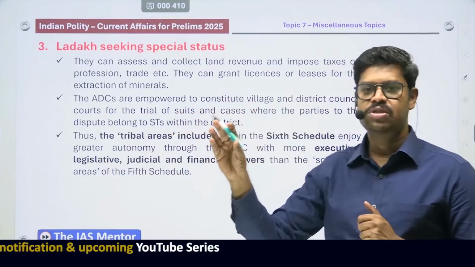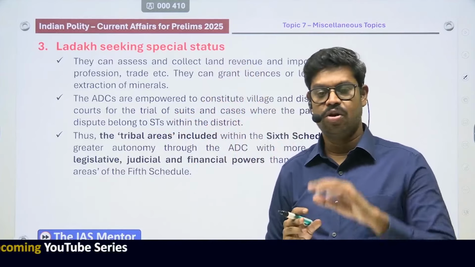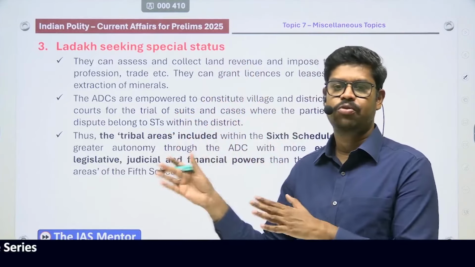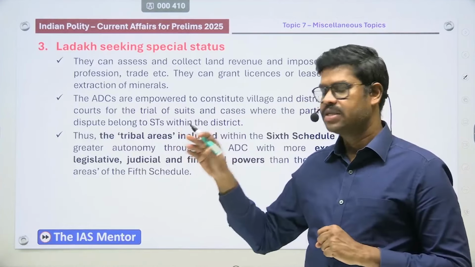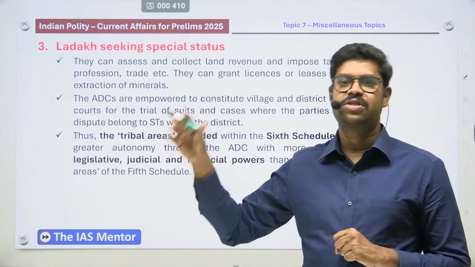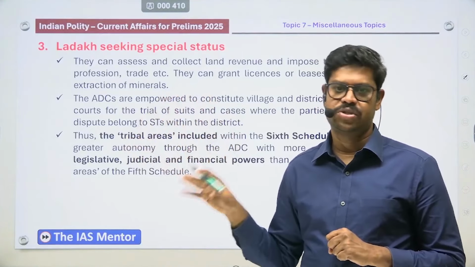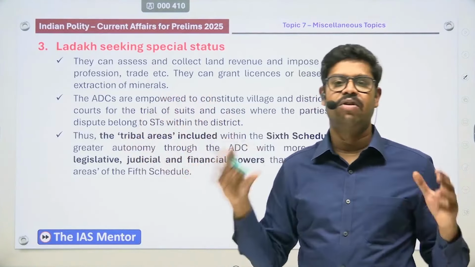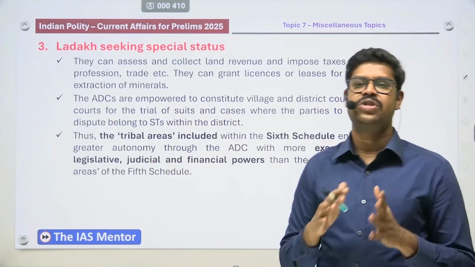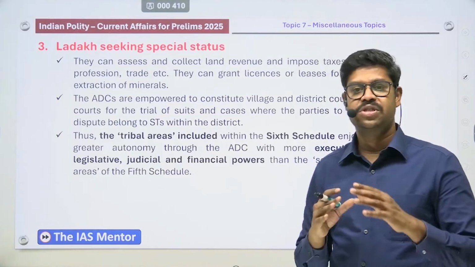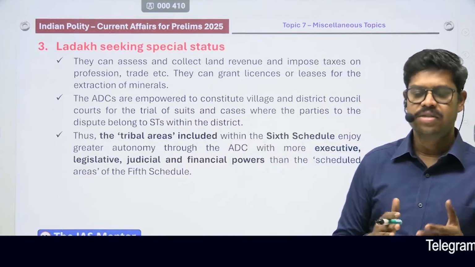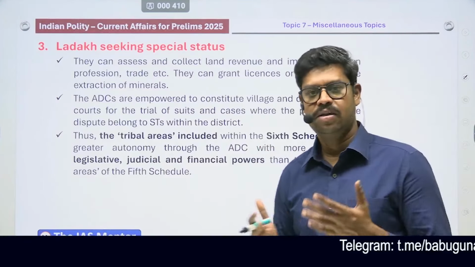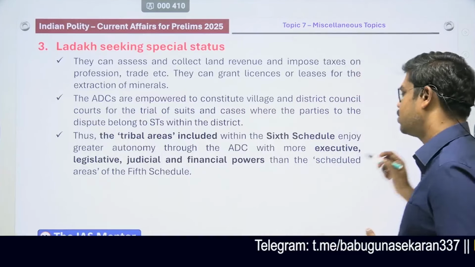Schedule 5 is generally for the scheduled areas in all the states except Assam, Meghalaya, Tripura and Mizoram. Only in the Schedule 5 areas does the PESA Act apply. In Schedule 6 areas, it is the autonomous district councils which will take care of the administration, and they largely have a lot of financial, judicial, administrative and legislative functions, better than what Schedule 5 areas have. And that is the reason why Ladakh is also demanding recognition under the Schedule 6 of the Constitution.